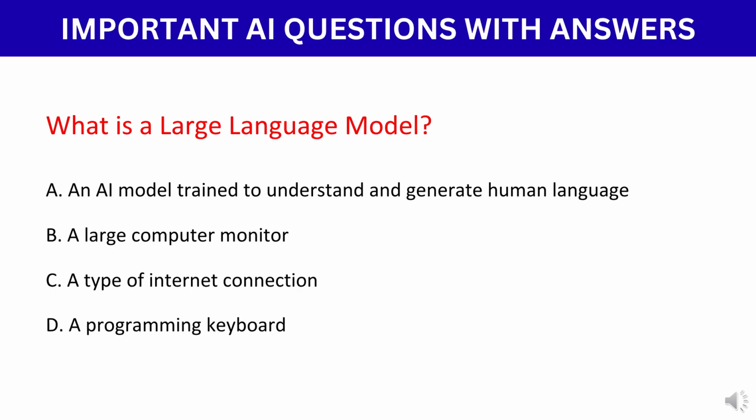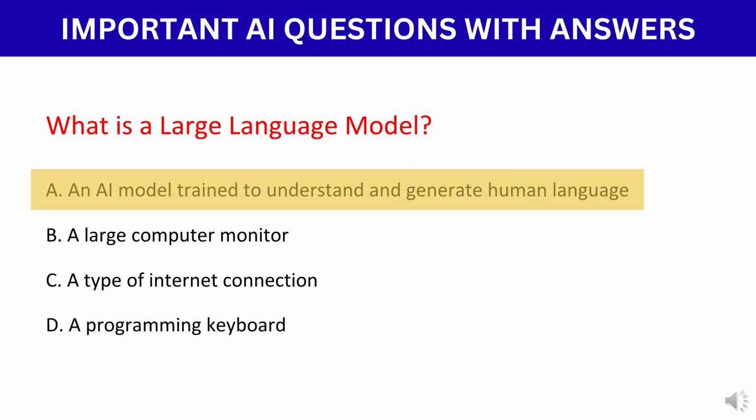Question number 16. What is a large language model? Option A, an AI model trained to understand and generate human language. Option B, a large computer monitor. Option C, a type of internet connection. Option D, a programming keyboard. The correct answer is option A. An AI model trained to understand and generate human language.